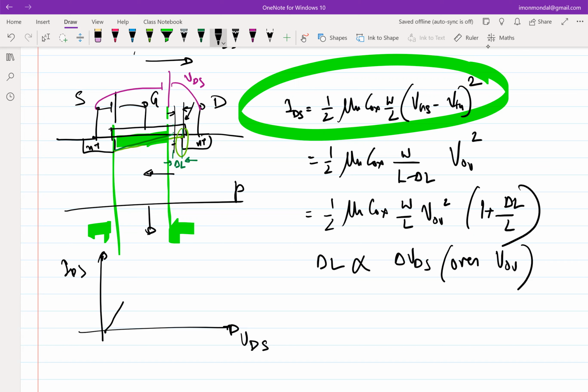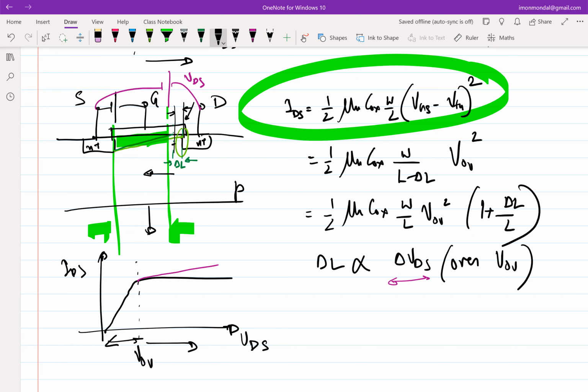In the IDVD characteristics, this is my V overdrive. So you don't have any effect of delta L here, because you have not yet hit pinch off. But you have an effect of delta L after you have hit pinch off, which means that if you increase your VDS beyond V overdrive, this is supposed to increase. This is what we expect, which means that this should be proportional to delta VDS, because I have applied an extra VDS on top of overdrive voltage.